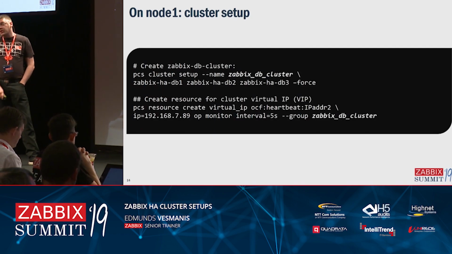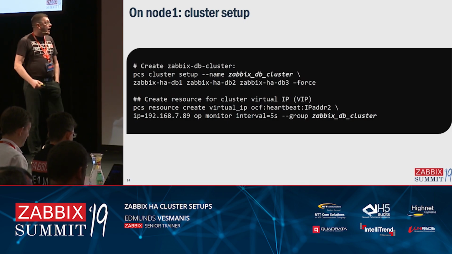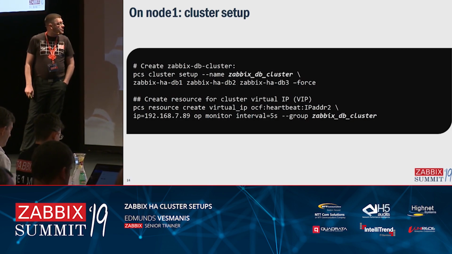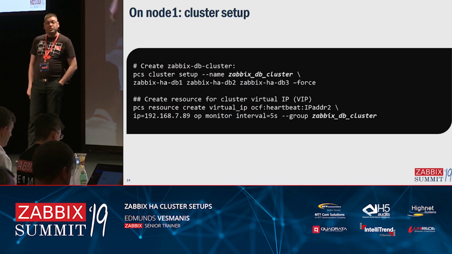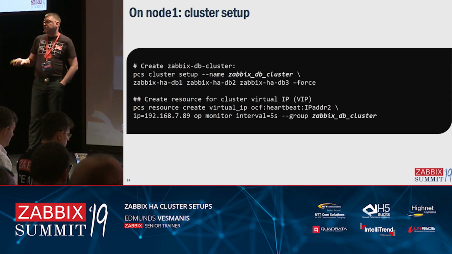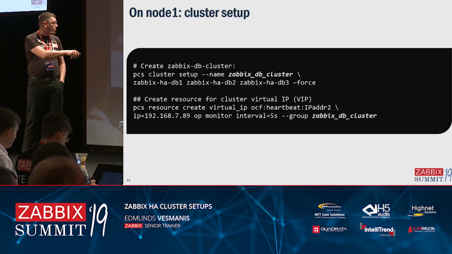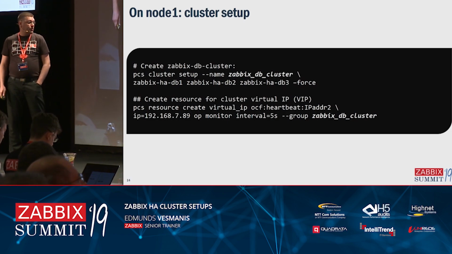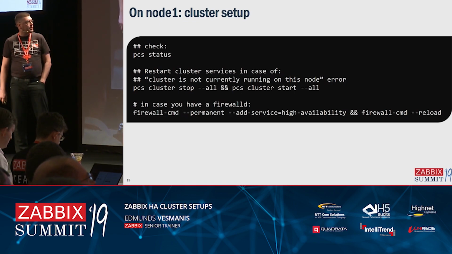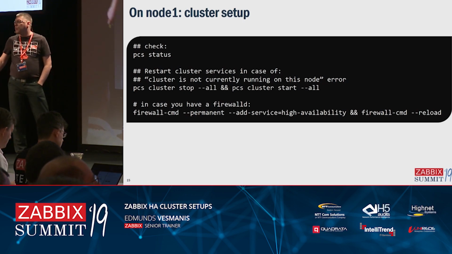The next steps are done only on node 1 or 2 or 3. It doesn't matter. They will synchronize. And we introduce our cluster with specific nodes. When it's done, we can start creating our resources. And in this bare minimum setup, our resource is only the virtual IP address. We are starting it, again, simple. So our virtual IP for the DB cluster. When it's done, we can check the status, whether it's OK. If we have some problems, usually there are, at first we need to stop and start the cluster over again.